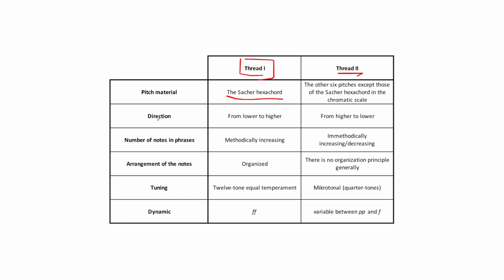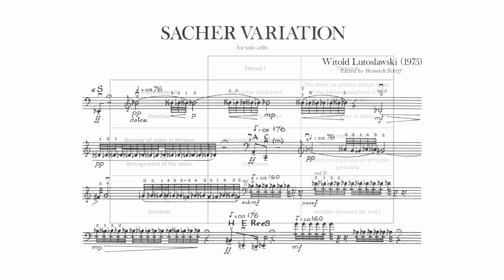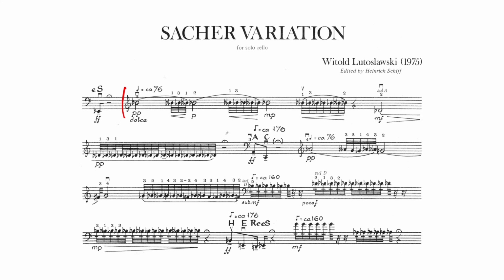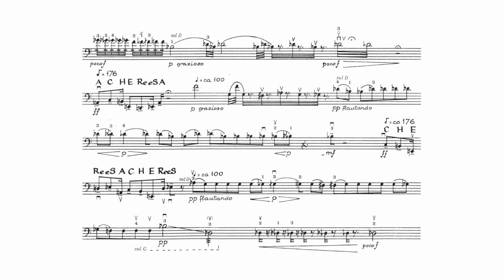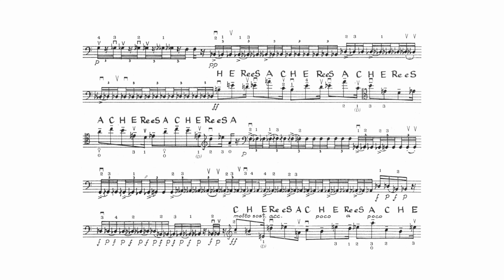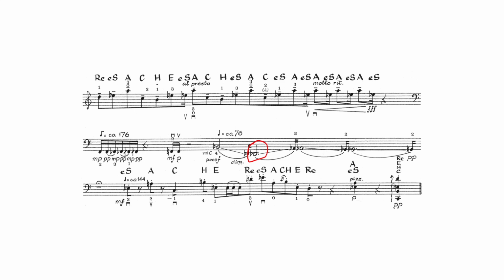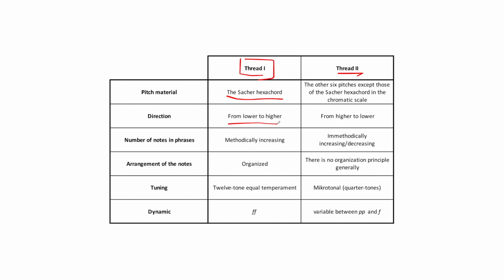So the direction, the thread 1 goes from lower to higher. If you look at the score, thread 2 consists of freely composed parts. It begins in a higher register and then it goes down. But it is not gradual, it is not systematical. But the tendency of thread 2 is beginning in a higher register and going to a lower register, for example, here in F clef, and it goes down here, lower, and it goes lower, almost in the lowest register of the violoncello. And here we see D flat, almost the lowest pitch. Thread 1 goes from lower to higher, and thread 2 goes from higher to lower.